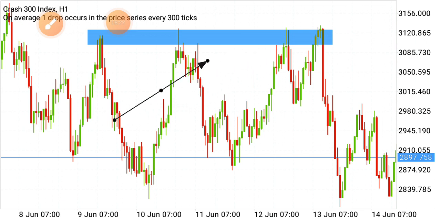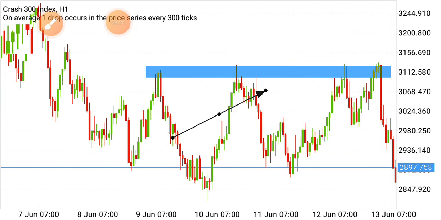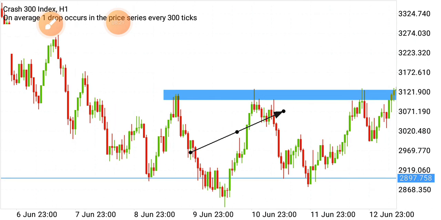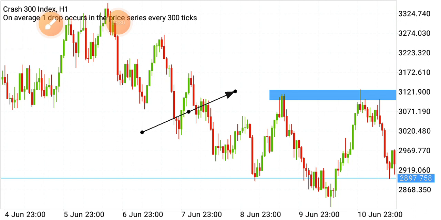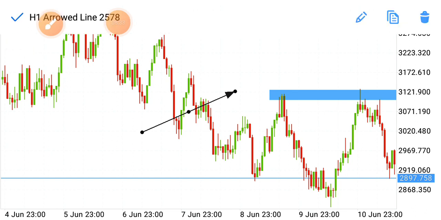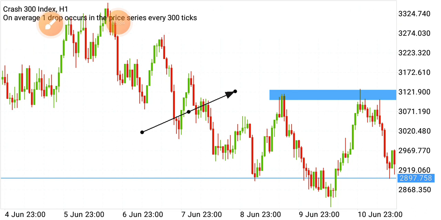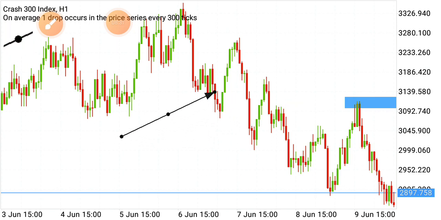All right, so that is it. Then the next method we will use to catch spikes is the Fibonacci tool. Now, using the Fibonacci tool requires you to have an idea of market structure, because in this case you'll be following trends.